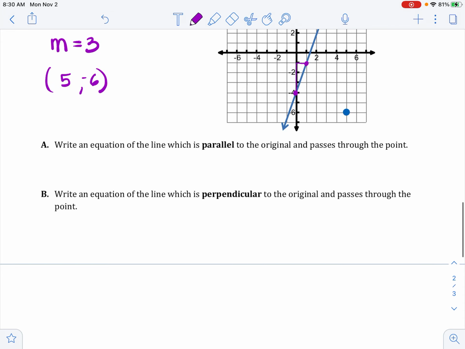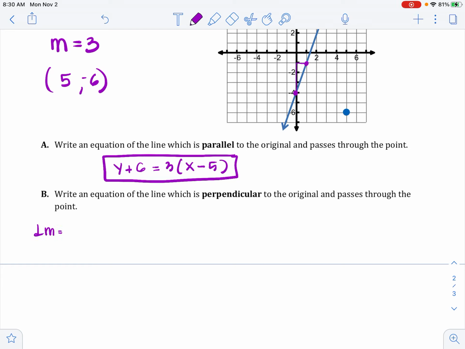All right, so now I can do these two questions. Write an equation of a line that's parallel to. So it's going to have the same slope. Y minus y1, which is a -6, so double negative turns to a positive, equals m, which is 3, times x minus x1, which is 5.